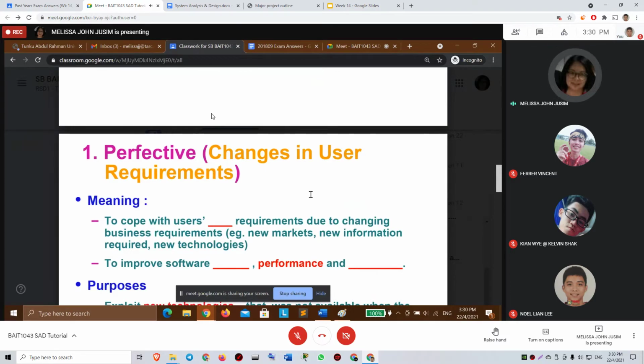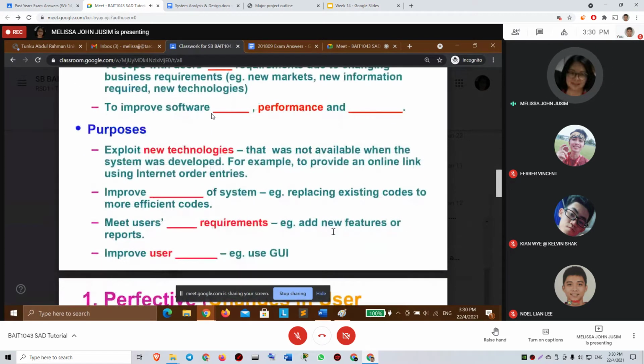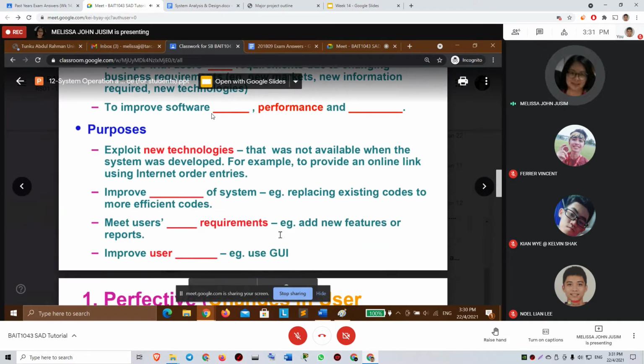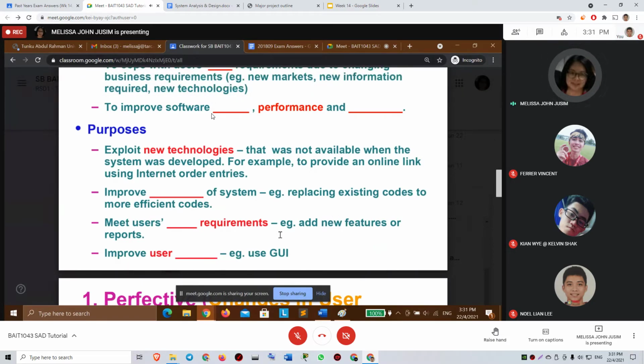Due to the business requirements. So business requirements might be due to new markets, new information required, or new technologies. So the example, you can get it from here. Provide online link, replace existing code with more efficient code, add a new feature in the report, and then I'm sure there are still systems that have a command line interface, still in CLI interface. They ask you to change it to GUI.